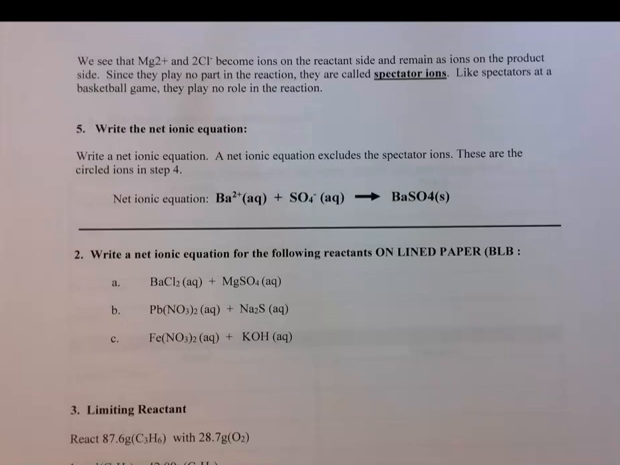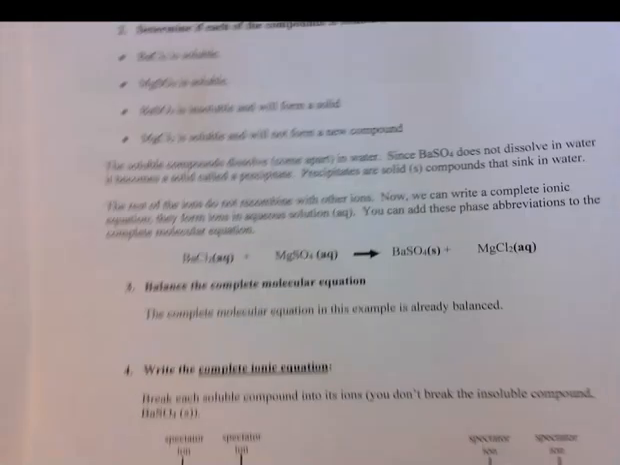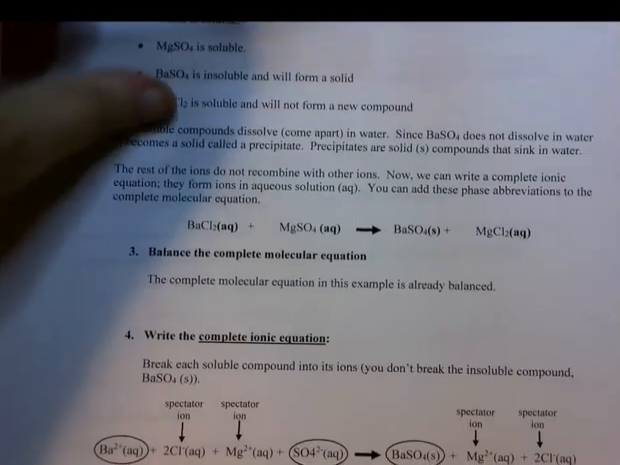Okay, so let's talk about the concept of spectator ions. We see that the Mg2+ and the 2Cl- become ions on the reactant side, and they remain as ions on the product side. In other words, they don't change. Since they play no part in the reaction, they are called spectator ions. Like spectators at a basketball game, they play no role in the reaction. They're just there watching. So let's go back to this page here.